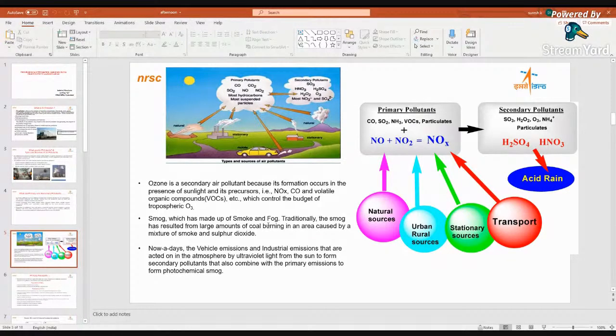And next, take smog. As you all know, Delhi smog also, you will be much aware of that. So smog is nothing but a combination of smoke and fog. Smog actually has resulted from coal burning in an area, caused by a mixture of smoke and sulfur dioxide. Nowadays vehicle emissions and industrial emissions are also acted on in the atmosphere by ultraviolet light from the sun to form these secondary pollutants.